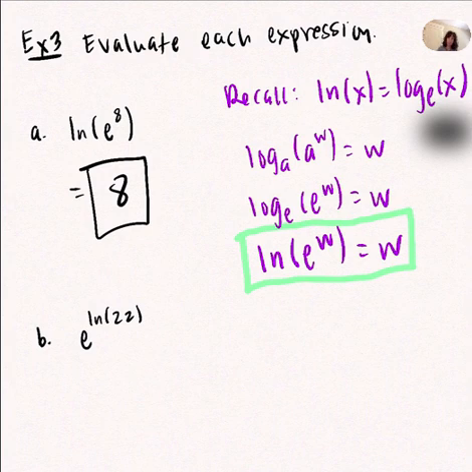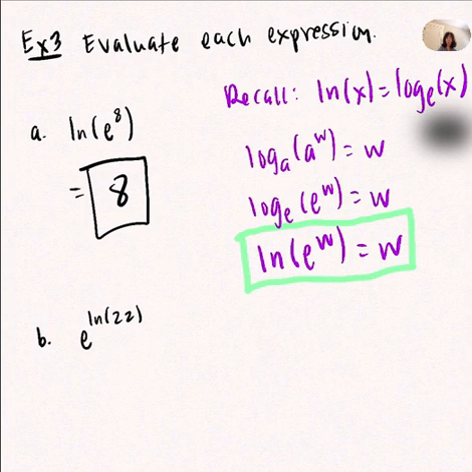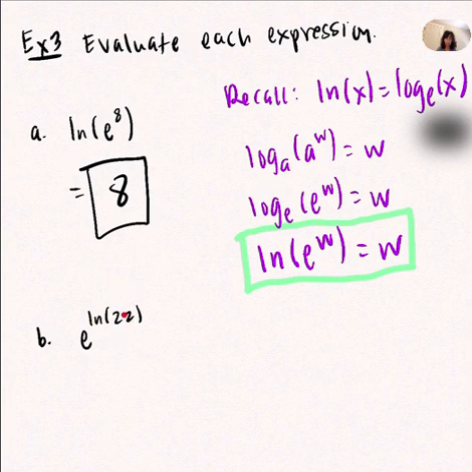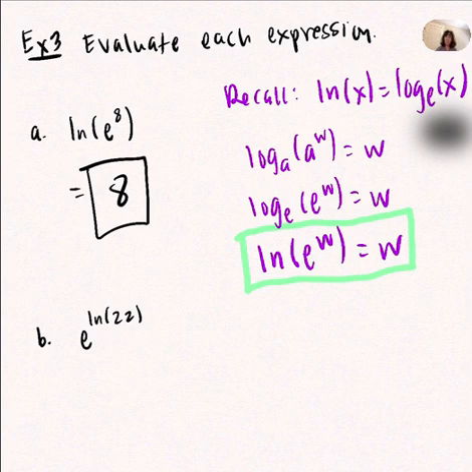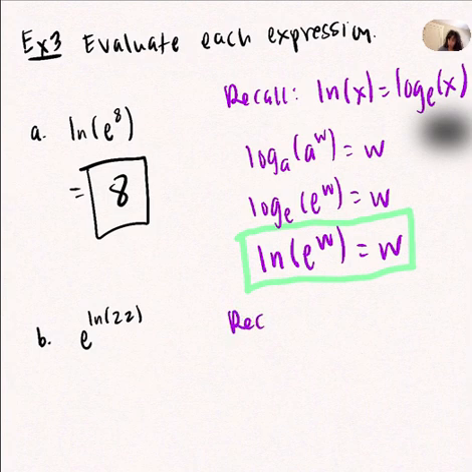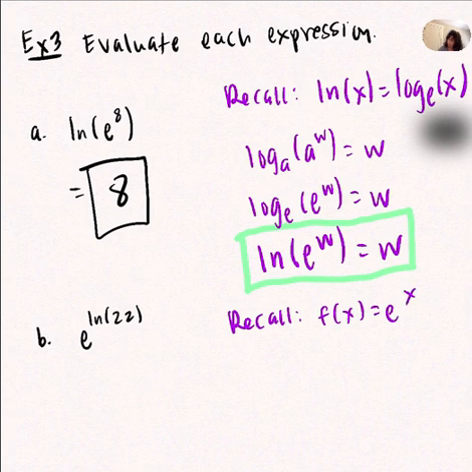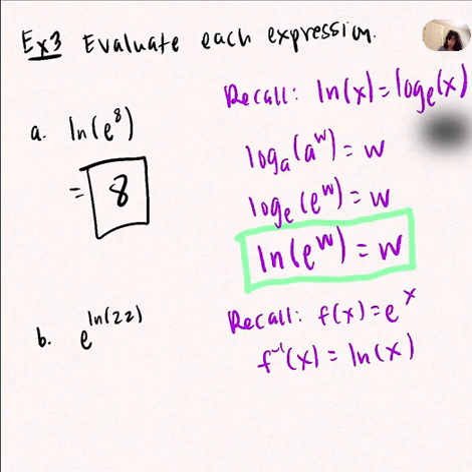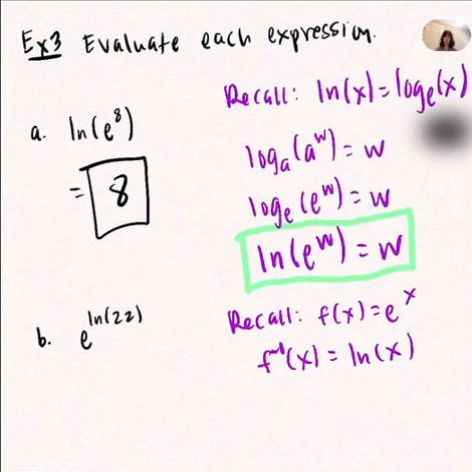Okay, let's look at B. This is a little bit different. So not only do we have the property that ln of E to the 8 is 8, but if you do E to the ln of something, it's actually always equal to whatever's in the exponent as well. And that has to do with the fact that E and ln are inverse functions. So recall, f of x equals e to the x, and f inverse of x is ln of x. So the e to the x function and the natural log function are inverse functions of each other.